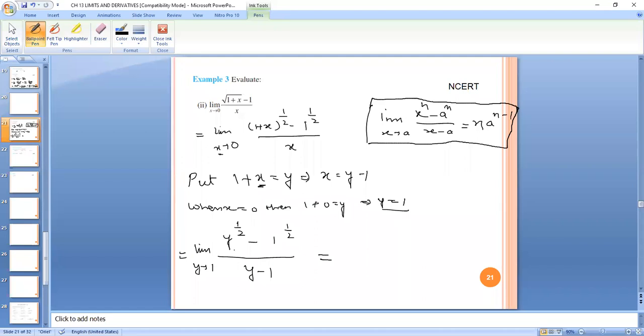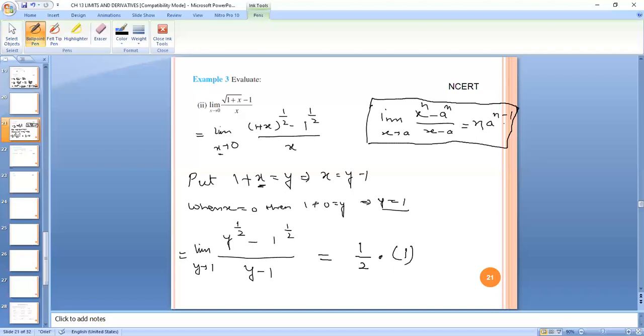Now compare this with the formula. Limit x tending to a, x minus a; limit y tending to 1, y minus 1. Then x raised to power n minus a raised to power n is y raised to power 1 by 2 minus 1 raised to power 1 by 2, which is equal to n. What is the value of n? 1 by 2 into a. What is the value of a?